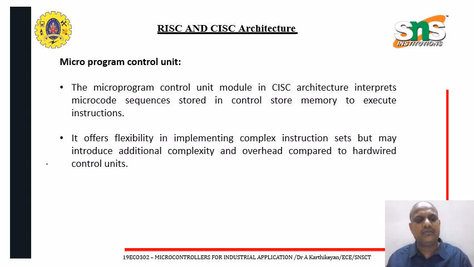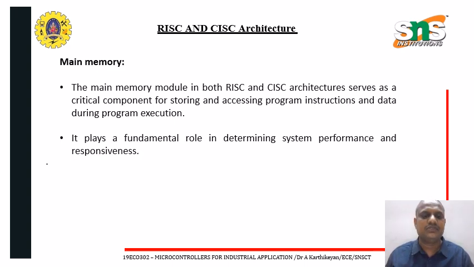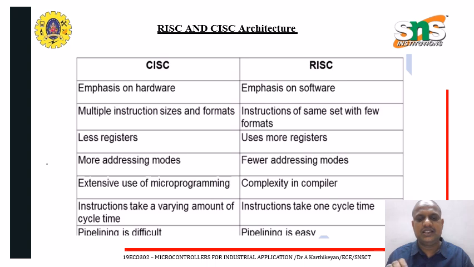In the microprogrammed control unit, the CISC architecture interprets the sequence stored in the control store memory and executes the instruction set. That's the main important thing. Also, flexible implementation of complex instruction sets comes with the additional complexity of the main program. The difference between CISC and RISC is that the emphasis is on hardware in CISC, while in RISC it is mainly on software.